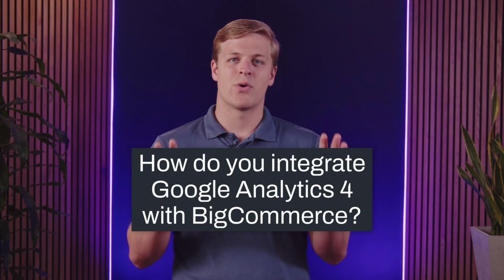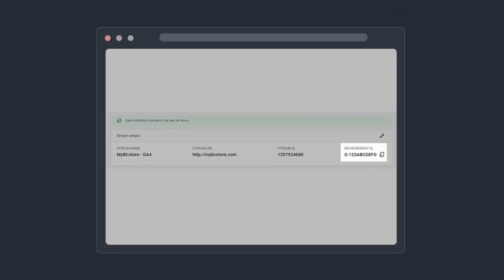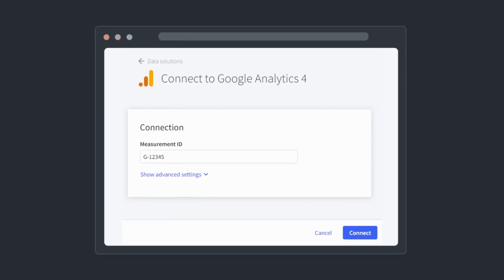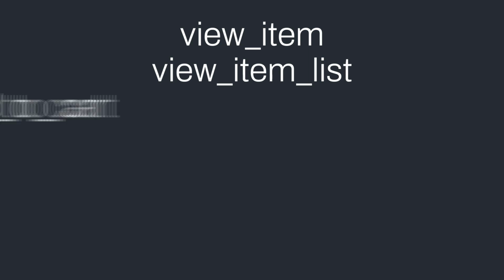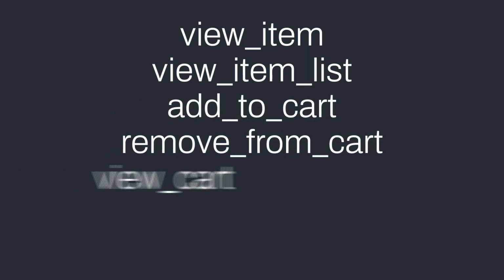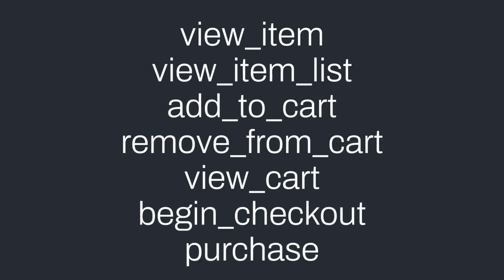Now, on to the good stuff. How do you integrate GA4 with BigCommerce? It's simple. BigCommerce's native functionality allows you to drop your GA4 measurement ID into a dedicated space on the BigCommerce platform, similar to the old Universal Analytics setup. This action will automatically add 7 default events to your GA4 account: view item list, add to cart, remove from cart, view cart, begin checkout, and purchase.